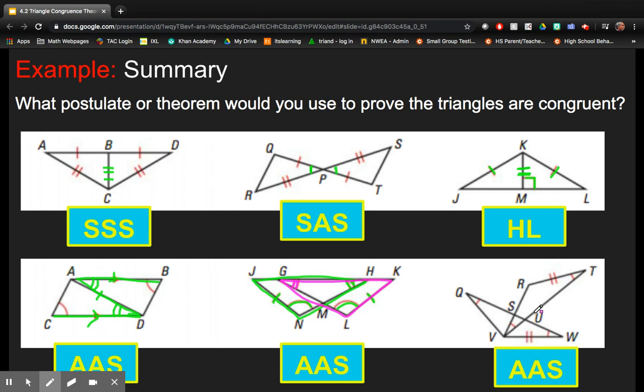One more. I see angle congruent to angle. Angle congruent to angle. Side congruent to side. So I've got two angles and a side. So I just want to decide, is the side between them? Here's my two angles. The side is not between them. So it has to be angle, angle, side again.